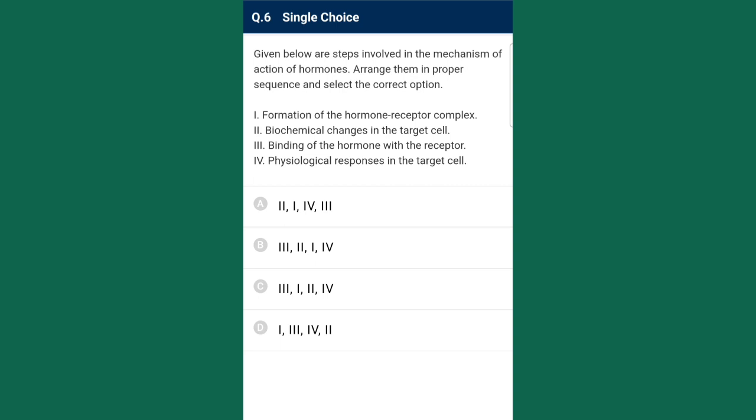Question number 6. Given below are steps involved in the mechanism of action of hormones. Arrange them in proper sequence and select the correct option. From the given 4 statements, the third one will come first: binding of hormone with the receptor, followed by formation of hormone-receptor complex. Then the next one is biochemical changes in the target cell. Then physiological responses in the target cell. So the correct sequence is option C.